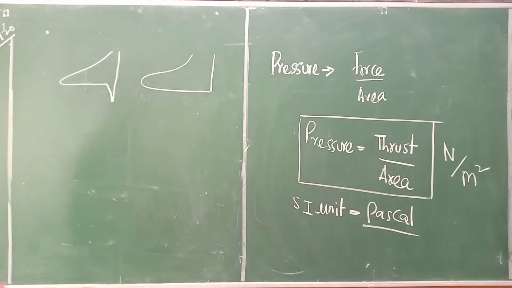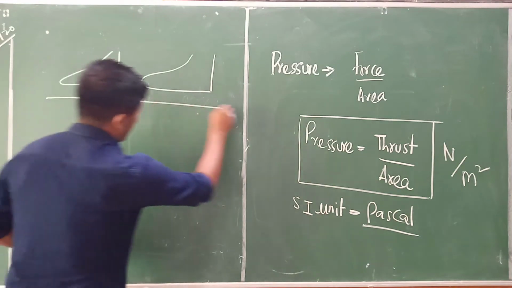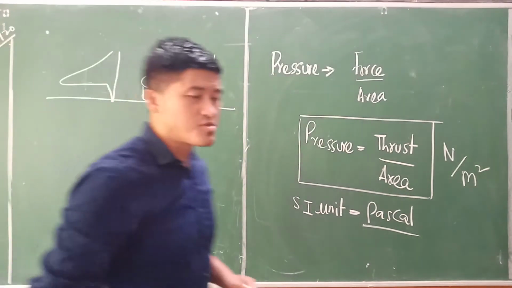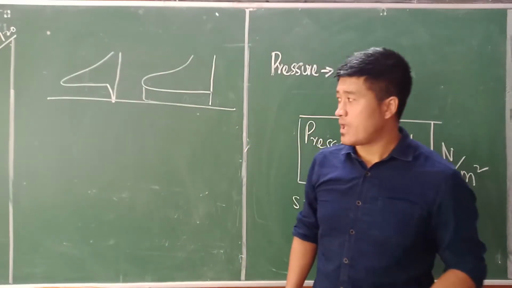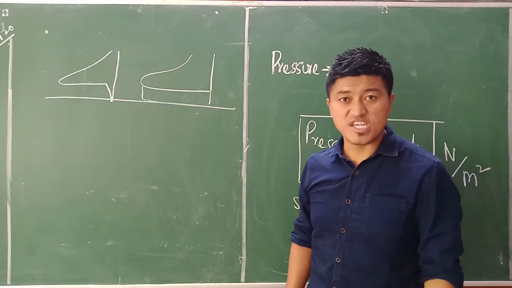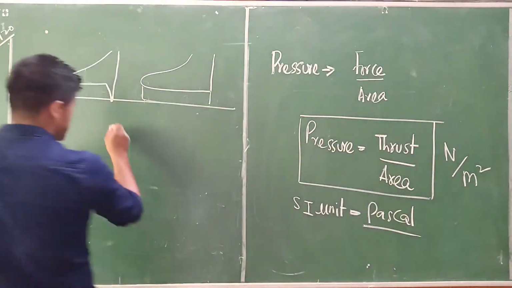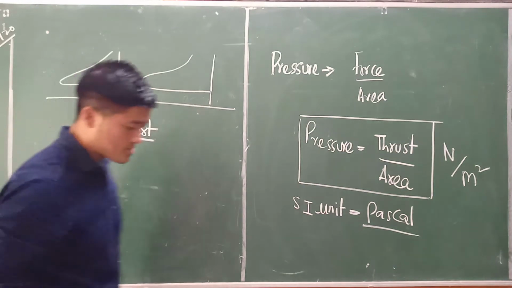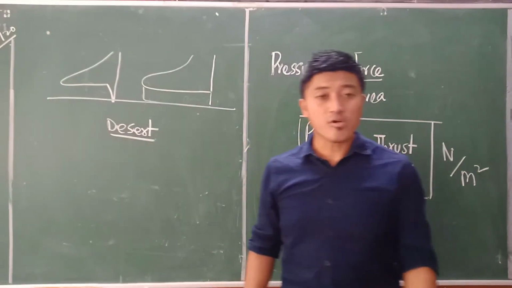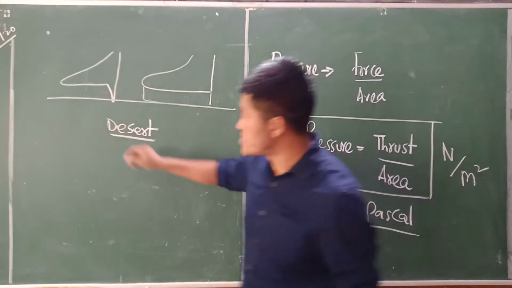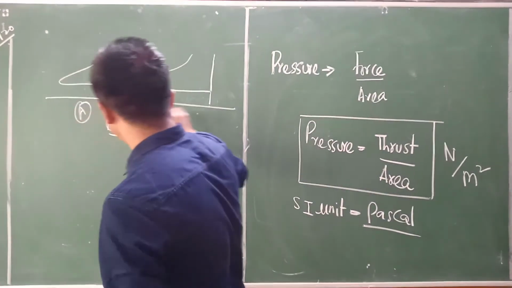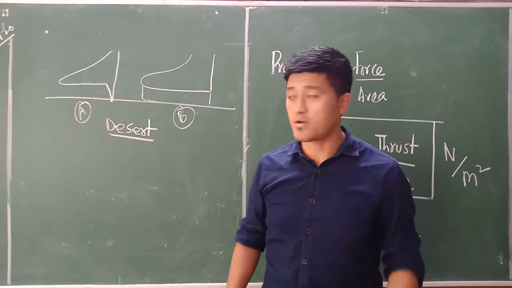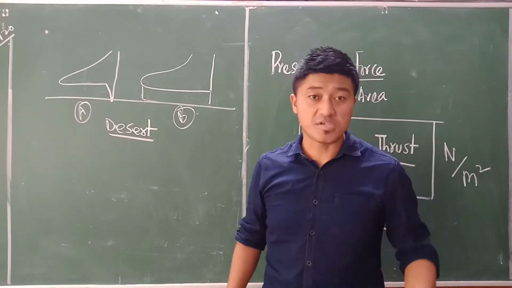Okay, so what do you see in that? Two kinds of person, two different shoes, right? And they are walking in a desert area. Understand? Let's say this is a desert area. Now my question will be, in which situation, A or B, will the person find it easier to walk on a desert, right?